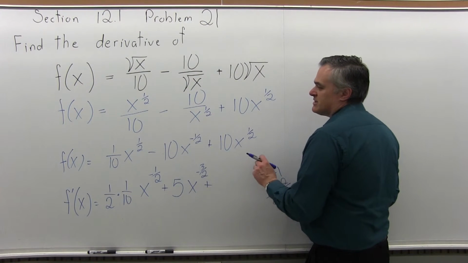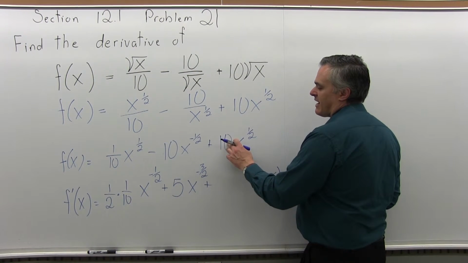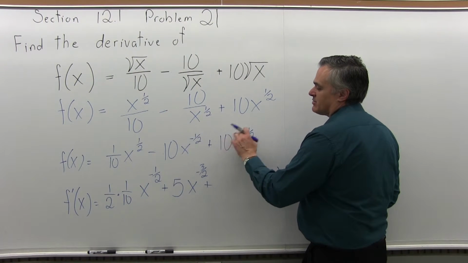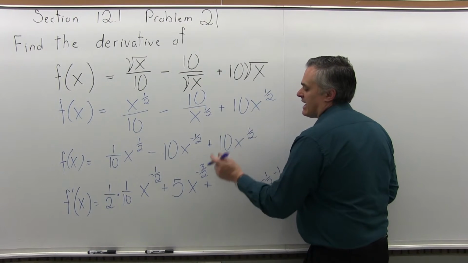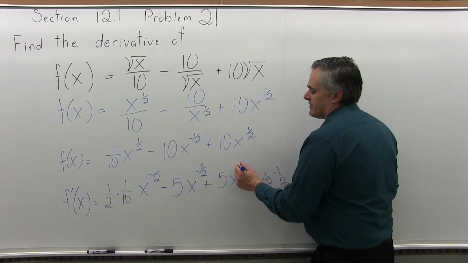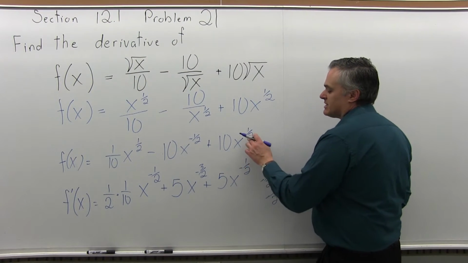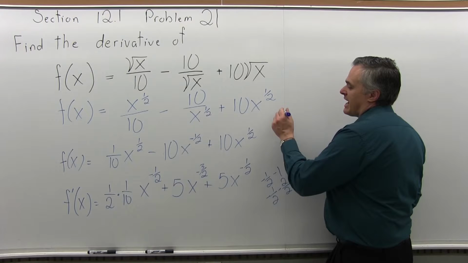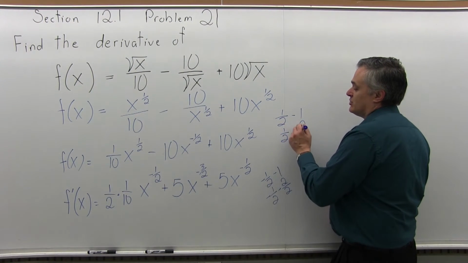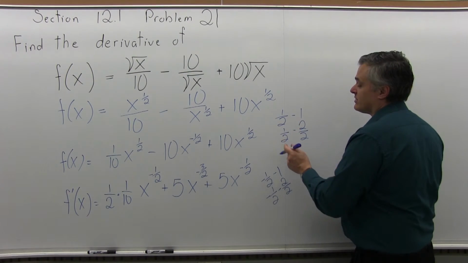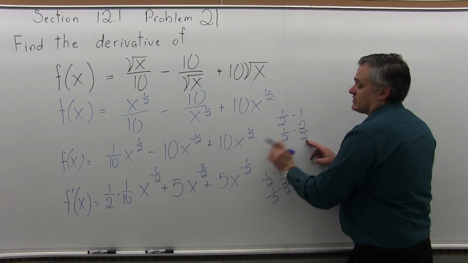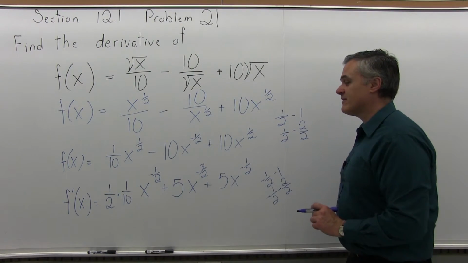And then the last piece, I'm going to have 10x to the 1/2. The 1/2, the exponent comes down times the number in front. 1/2 times 10 is 5. X to the 1 less power is minus 1/2. Same type of process as what we did here. That 1/2 minus 1, you can think of as 1/2 minus 2 over 2. The 1 can be written as a 2 over 2. And now common denominator is 2. The numerator is 1 minus 2, negative 1 or negative 1/2.